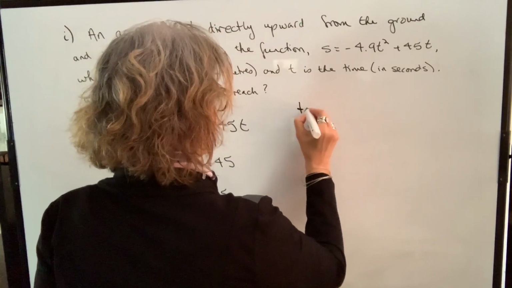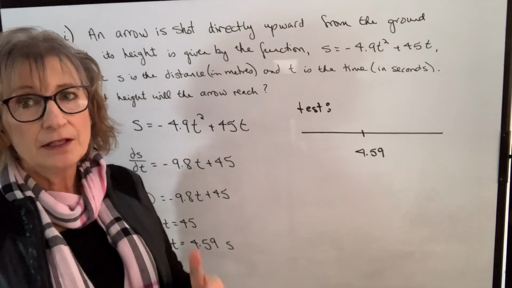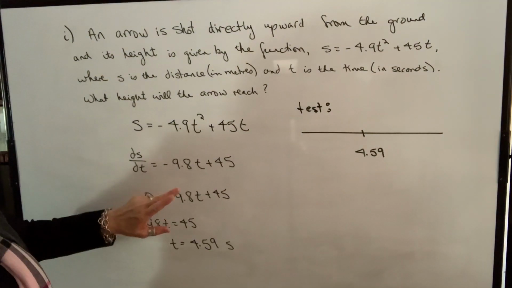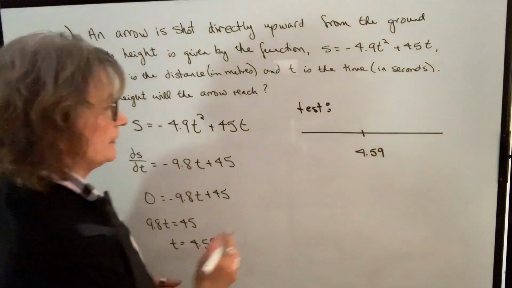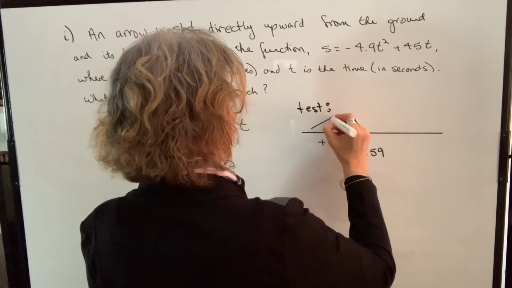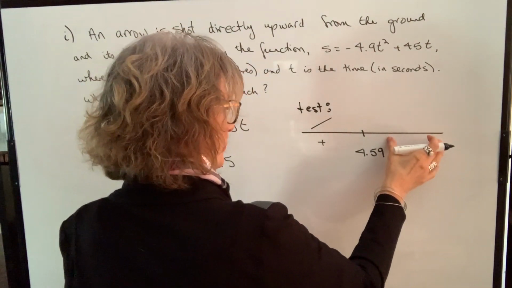So if we did our first derivative test, we can pick any number that's less than 4.59. I always like a 0. We put that value into our derivative, and when we put a 0 in, we get a positive 45, which means that the function is increasing. Then let's take 10. 10's a nice easy number to work with.